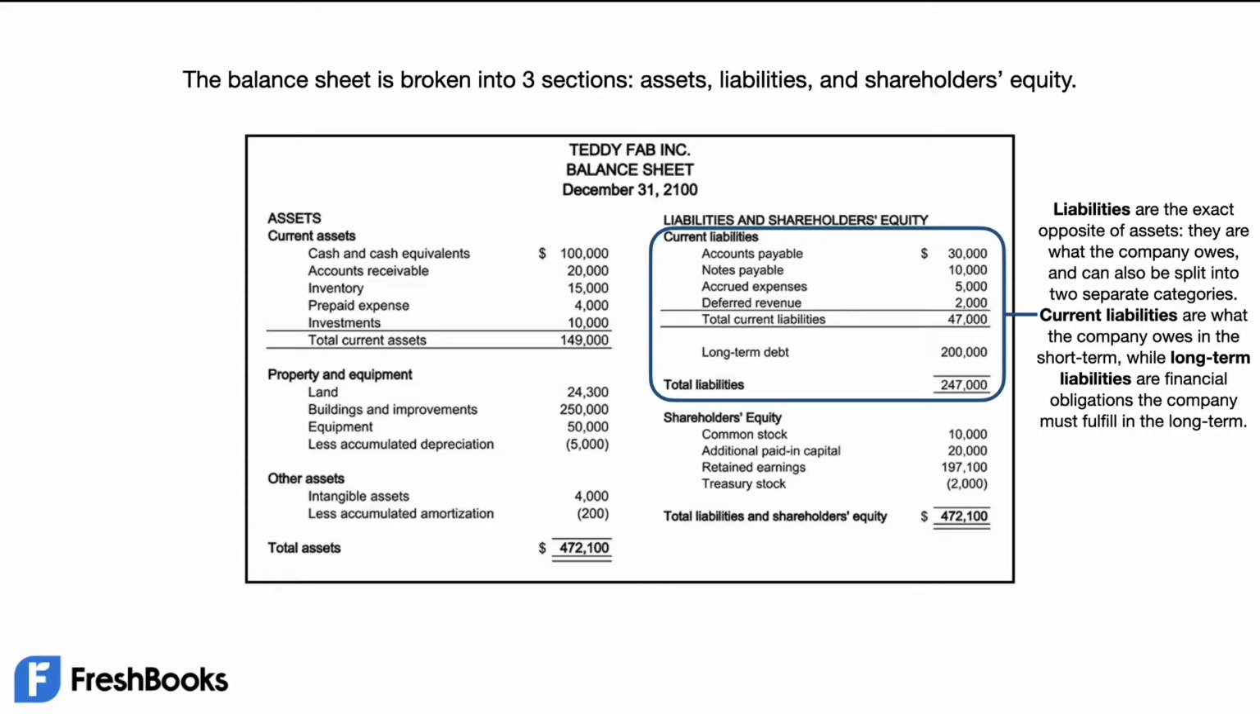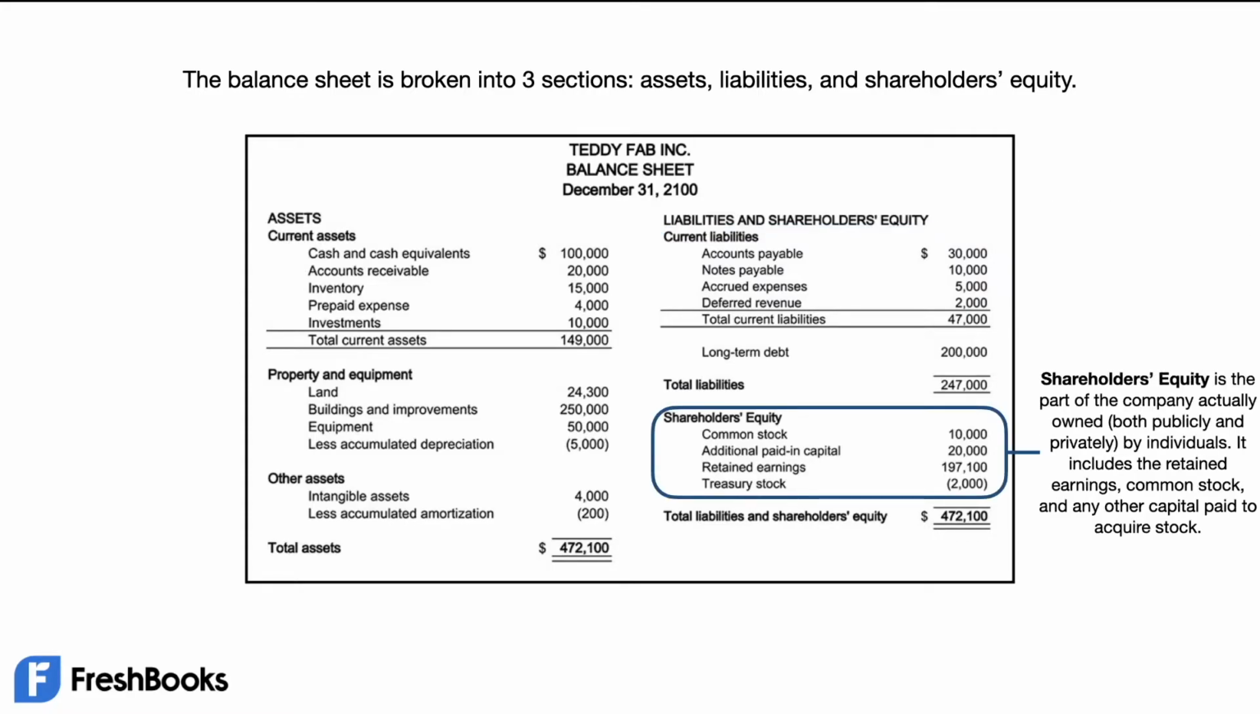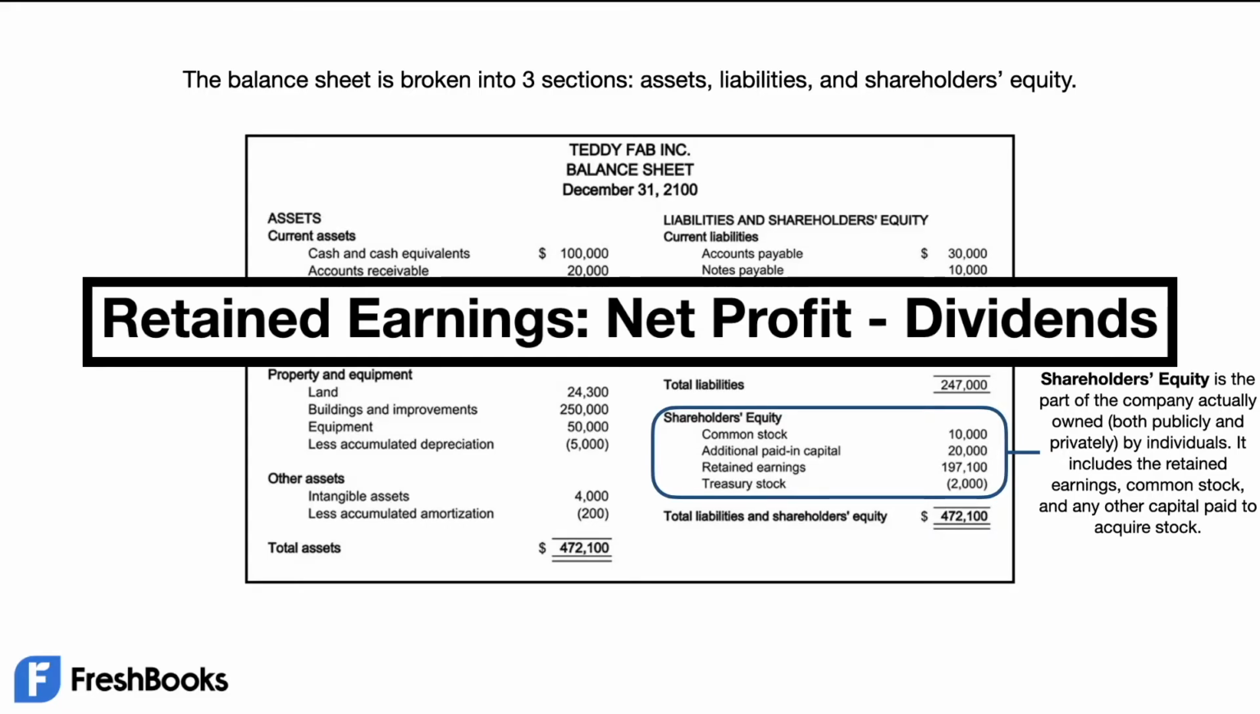And then finally, we have shareholders' equity, which is the part of the company actually owned, both publicly and privately, by individuals. It includes the retained earnings, common stock, and any other capital that's paid by investors to acquire stock. Just as a quick note, retained earnings are just the earnings left over after a business has paid dividends to its shareholders. So if you take net profit and subtract dividends, you're left with retained earnings.